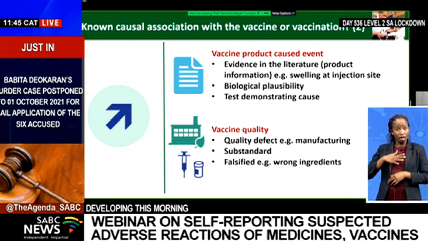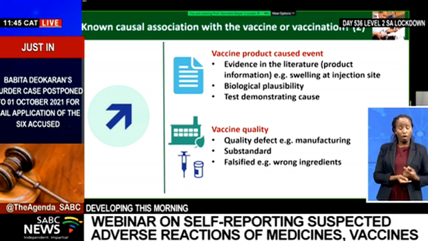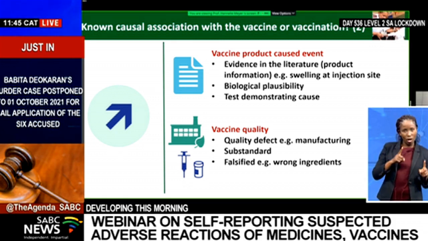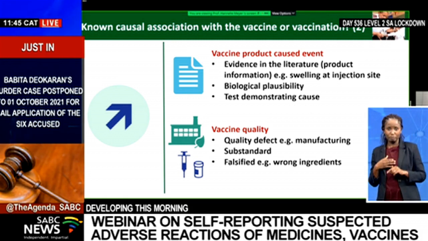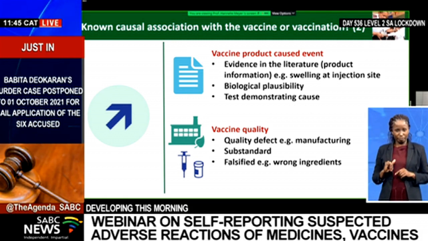But does lung cancer cause smoking? No, it doesn't. So that would not be. So just to demonstrate that to you. Then also you look for whether there are any tests demonstrating that there is a cause for this event.